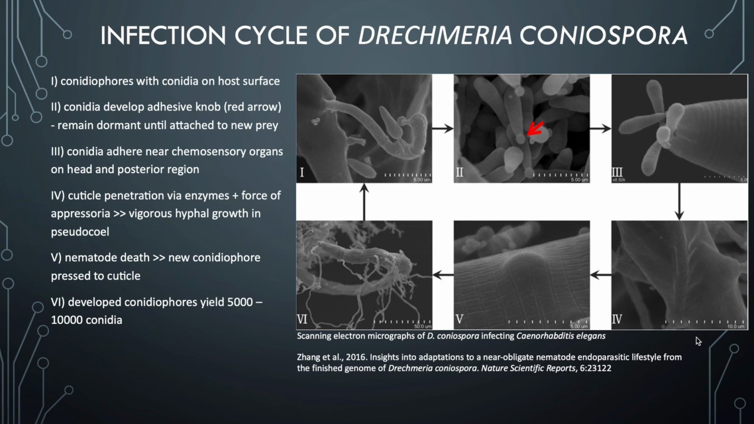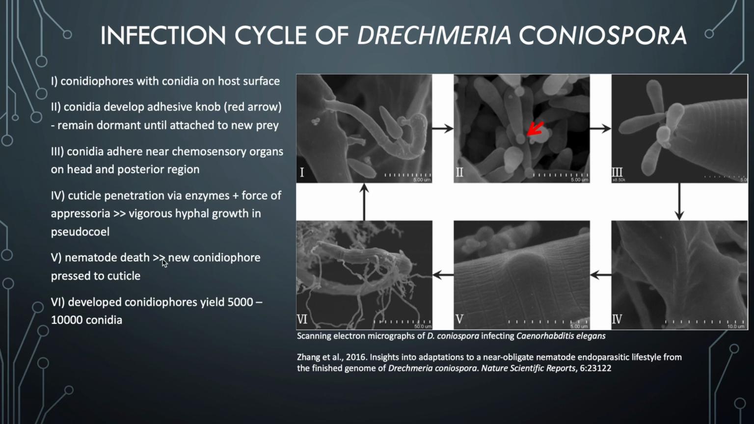So appressoria are specialized structures that develop once the conidia germinate, and these appressoria basically penetrate the cuticle, and the enzymes allow the dissolution or the degradation of the cuticle as well. So that then together allows the entry of the fungal appressorium, and therefore the development and vigorous growth of the hyphae of the fungus in the pseudocoel, that is just the body cavity of the nematode, as the hyphae feed on the nematode internally. And that, of course, then leads to death of the nematode.